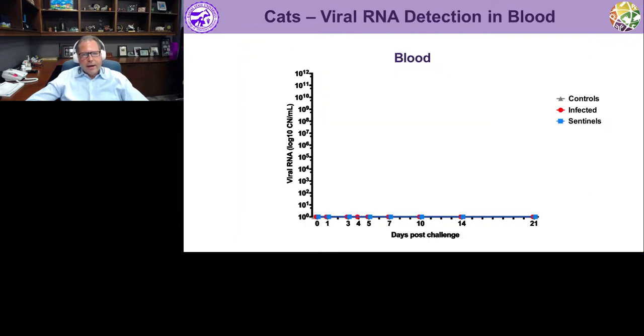We did viral RNA detection by PCR, using the CDC PCR technique with its probes and primers, and we sampled the blood at various time points post-infection. With our infected animals, principal infected animals in red, we did not find any RNA in the blood, and the same was true for our sentinel animals. We did not find any RNAemia in any of the animals tested in this study.